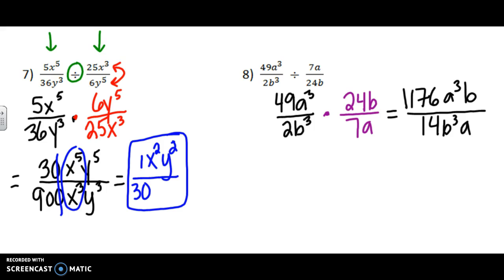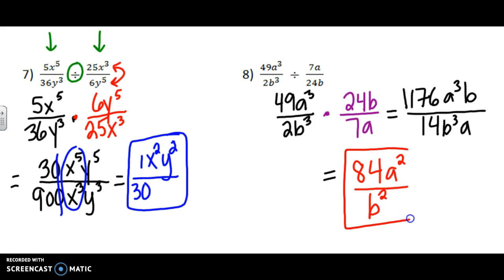So now you have a 1,176 over 14 that you need to reduce. So that equals, when you divide, or when you do your fraction 1 thing, that should give you 84. So that's going to be in the numerator. Your A's are top heavy by 2. Your B's are bottom heavy by 2. So here should be your answer: 84A squared over B squared.